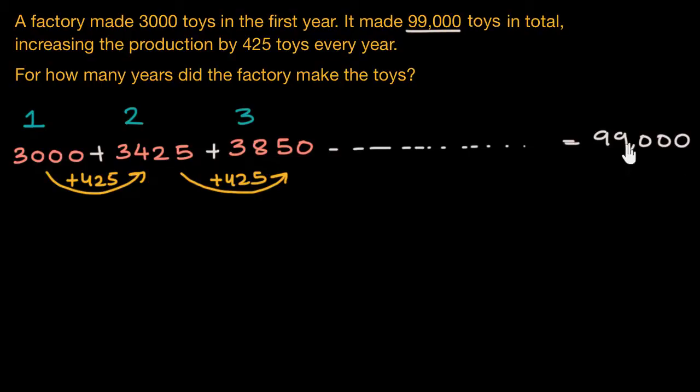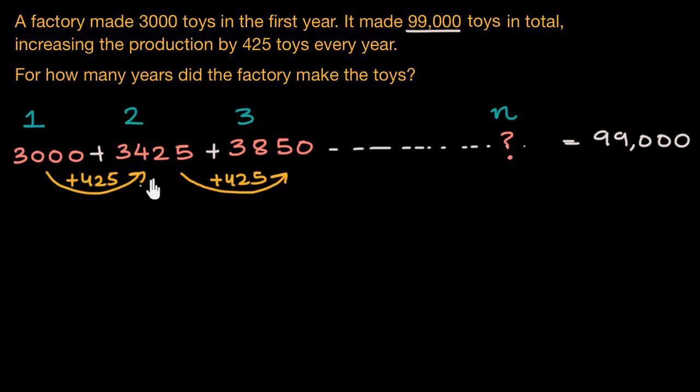So what we have to figure out is for how many years did the company make these toys such that the sum of the toys made every year amounts to 99,000. So the number of toys made by this factory every year is an arithmetic progression, since the difference between the number of toys in any two consecutive years is always going to be a constant. So let's assume that this factory operates for n years and it makes some amount of toys in its nth year. Now, the sum of all the toys made by this factory up to its nth year of operation comes out to be 99,000, and we need to find out what this n is going to be.